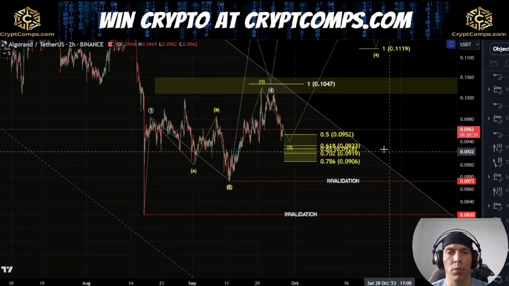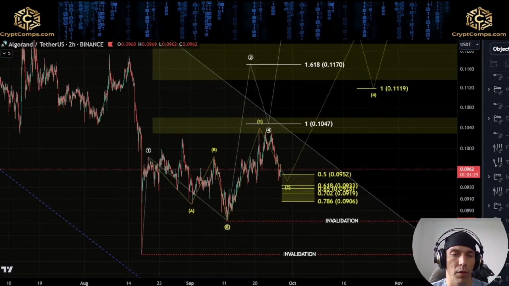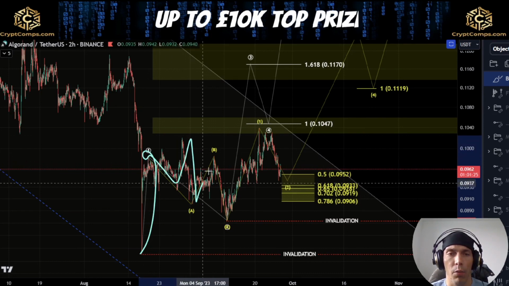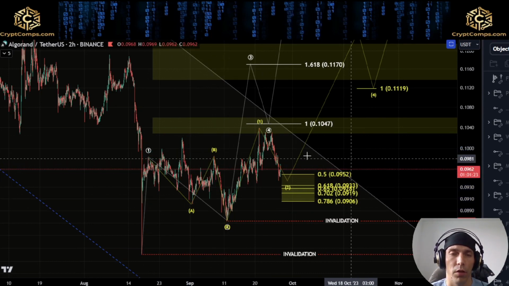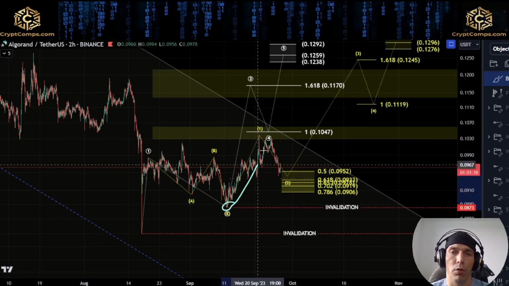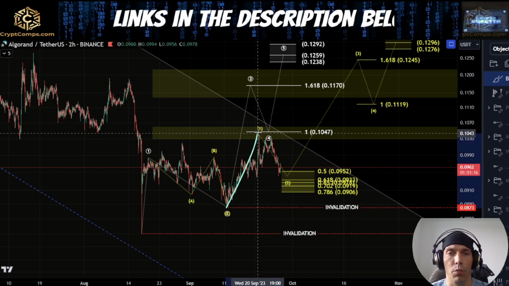Now, the way that I was looking at this originally is we said that we could potentially look at this as 1, and then this was a bigger A wave, B wave, C wave to the downside. Now, if that was the case, we said we need to be on the lookout here that we could look to rally to the upside, and we did get a move up here.